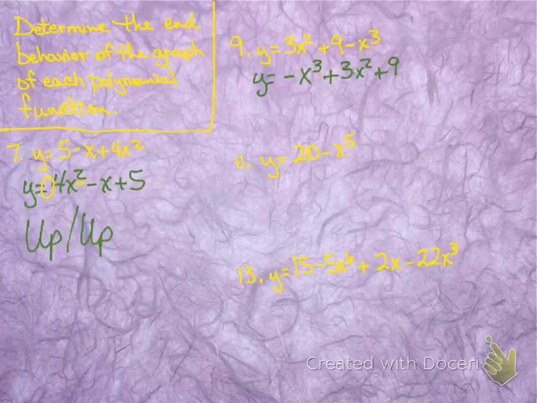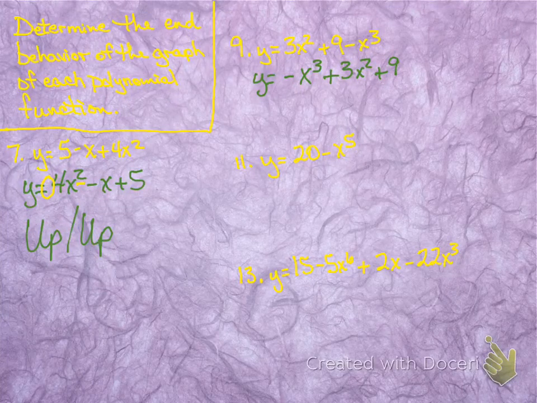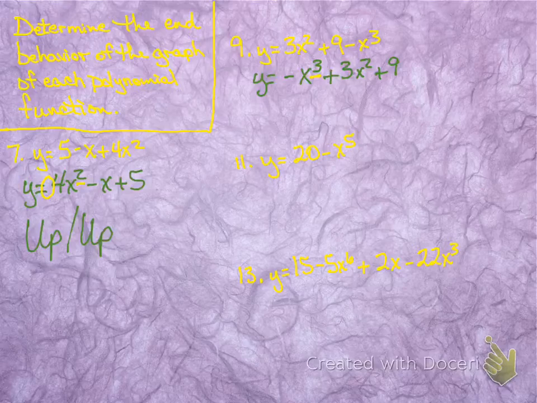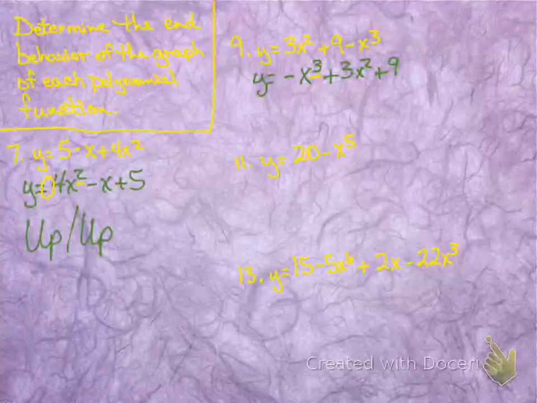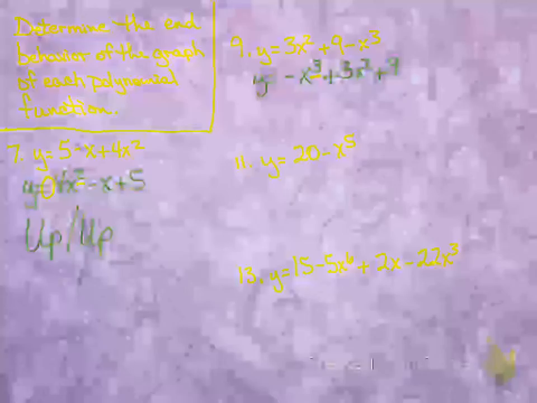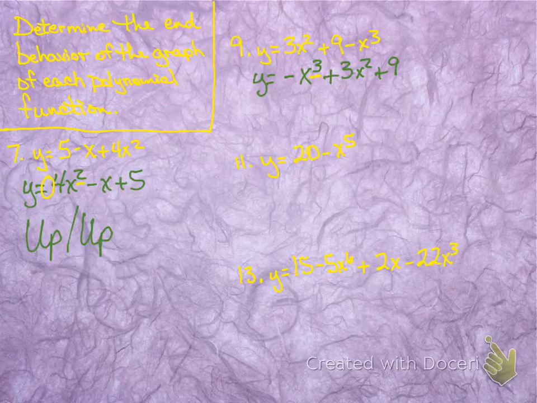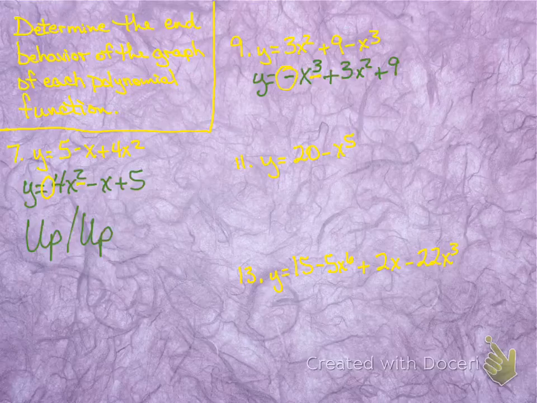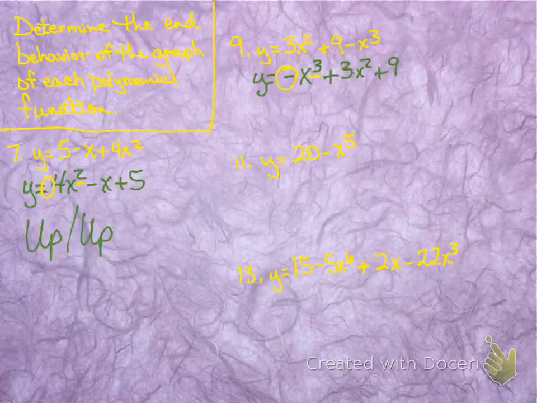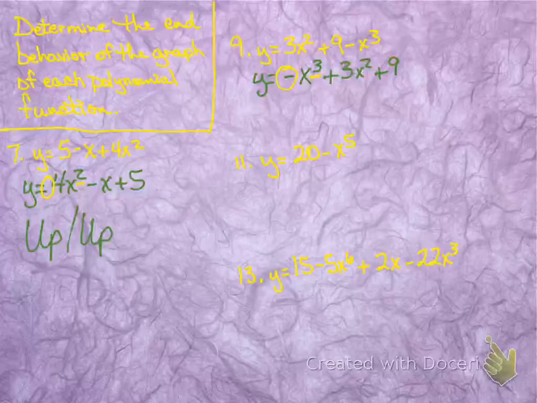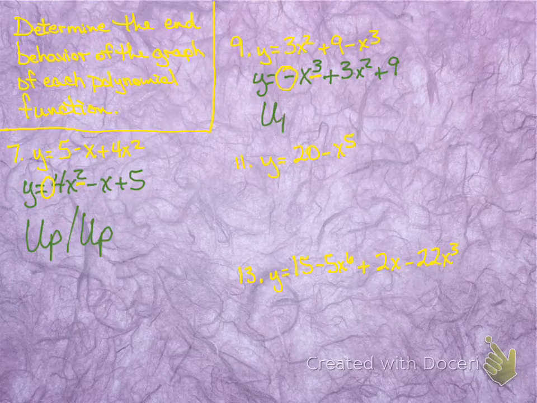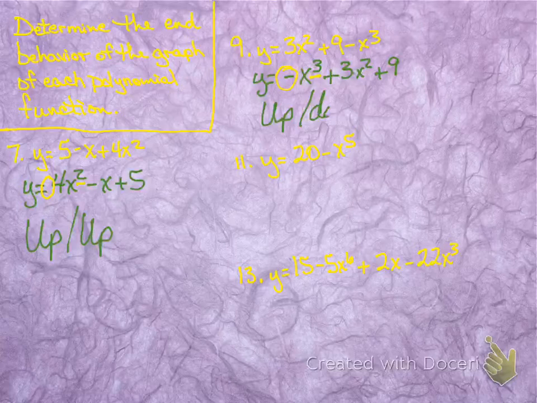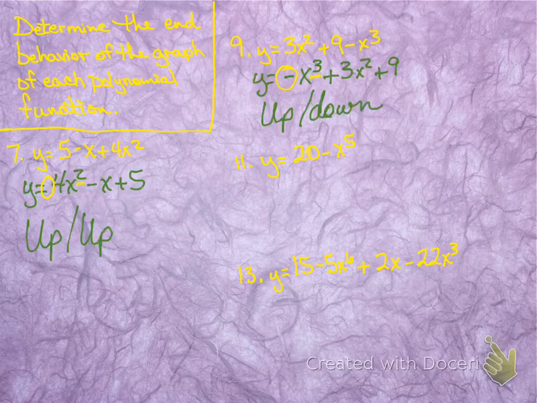Okay, now, again, we have a 3 for our exponent. That is odd. That tells me, remember, odd, opposite, ODD, OPP. So they are going in opposite directions. I have a negative for my sign. So that tells me that I start up and I go down. So I start up and I end down.